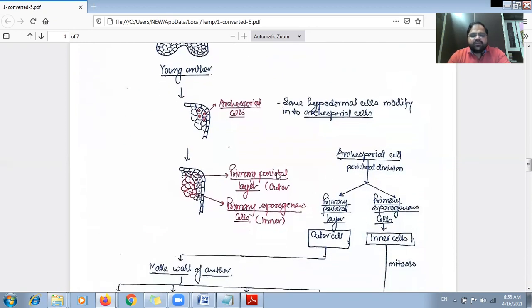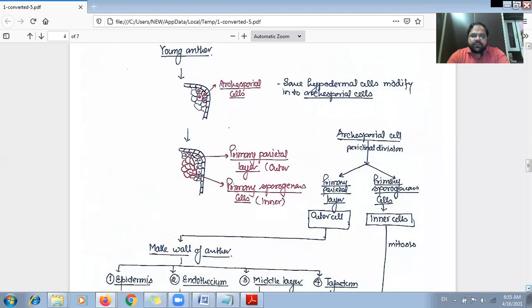What will happen next? These archisporial cells will go through periclinal division, and it forms two layers of cells. The outer layer of cells will be called the primary parietal layer, and the inner layer of cells will be called primary sporogenous cells. So we can see here the outer layer is the primary parietal layer, and the inner layer is the primary sporogenous cells.